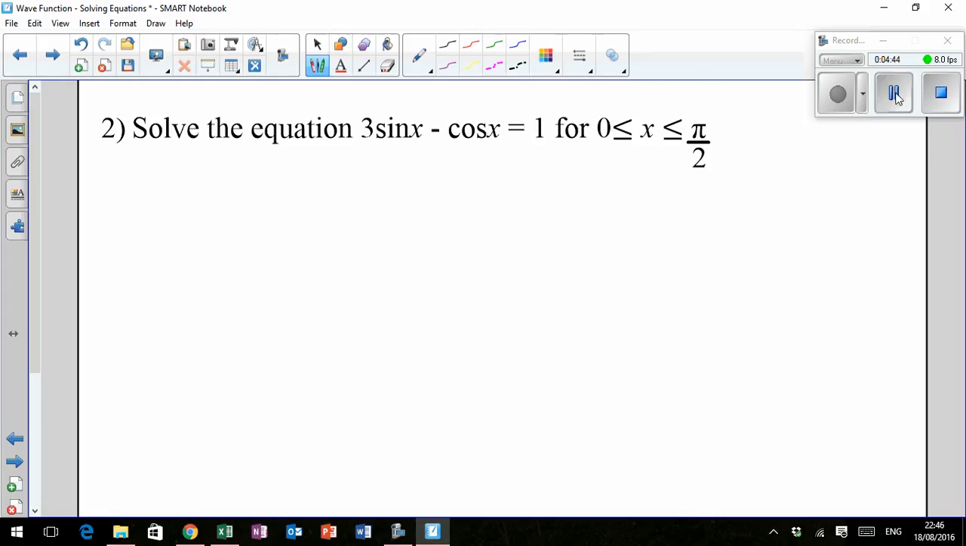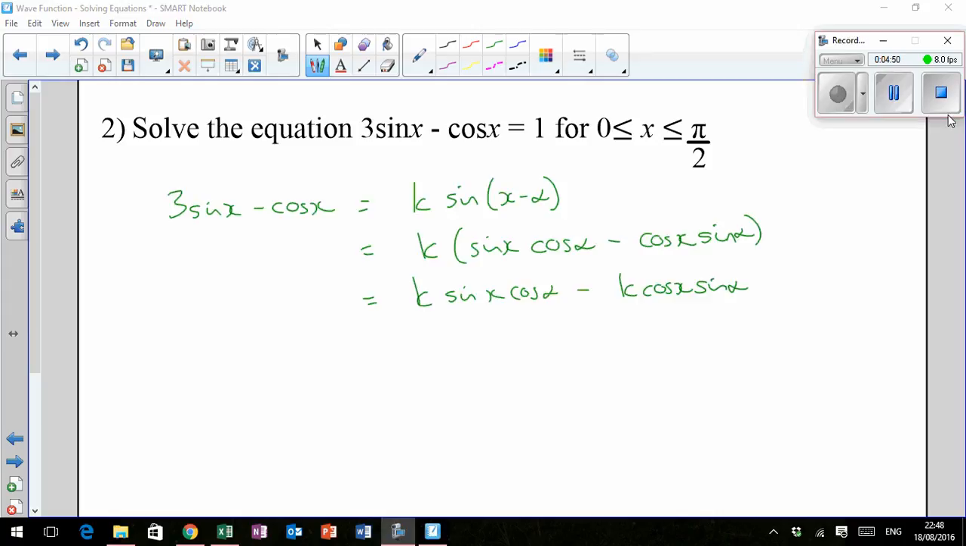Okay, and I'm going to pause it now and just do the wave function with k cos x plus alpha. You can give it a try as well. Okay, back in a second. Actually, no, I'm not. Now, I've changed my mind with this, and I'm going to show you why.